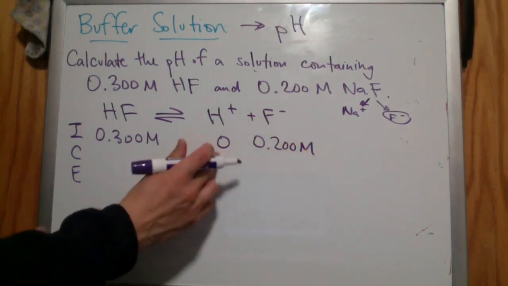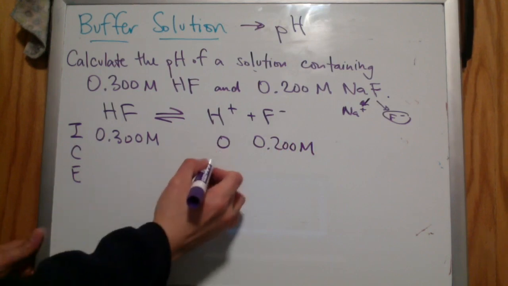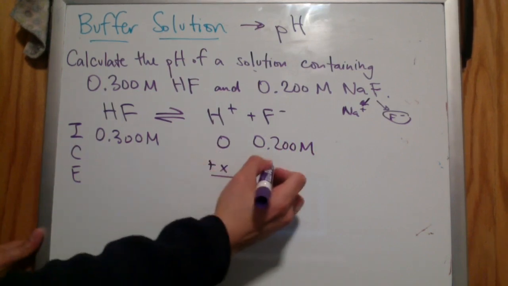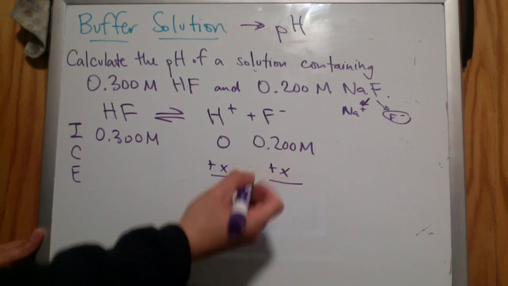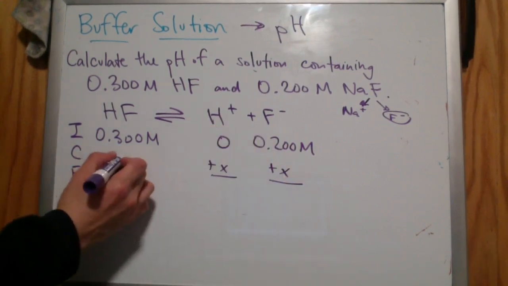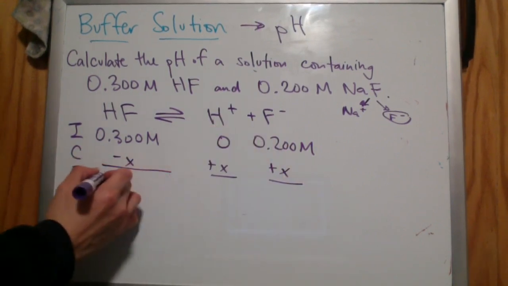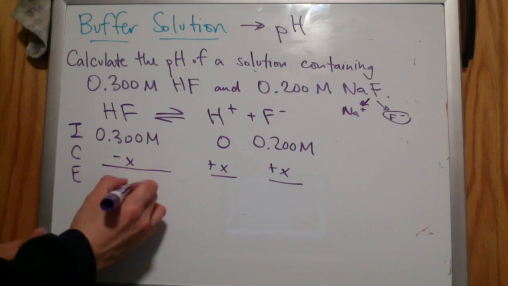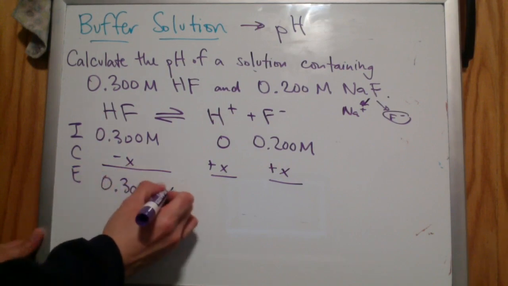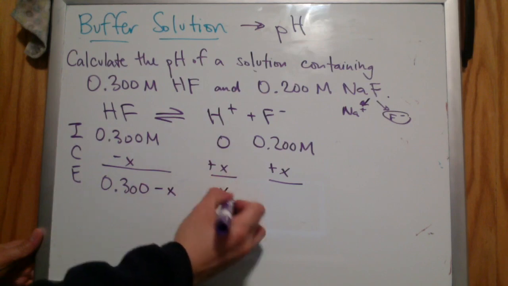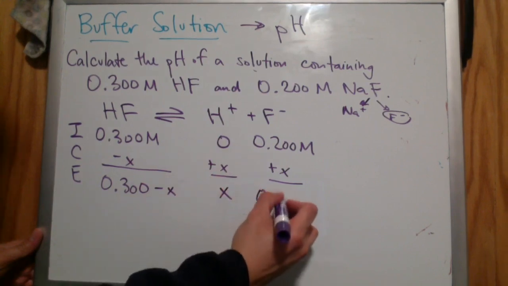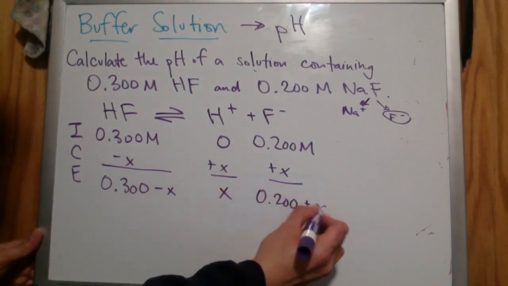In our ice table, we have no H plus, so this should be a plus X. This should be also a plus X since they're on the same side and it's a 1:1 mole ratio. And this would be minus X. And then we end up with 0.300 minus X. And then we get plus X. And then we get 0.200 plus X.